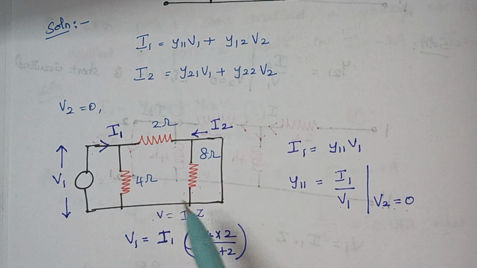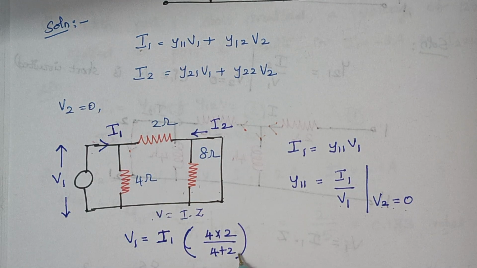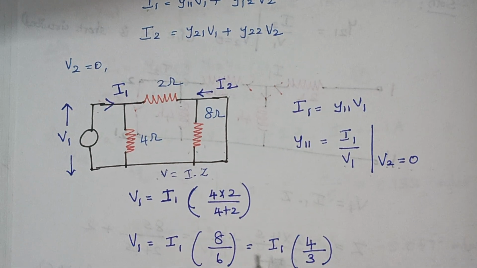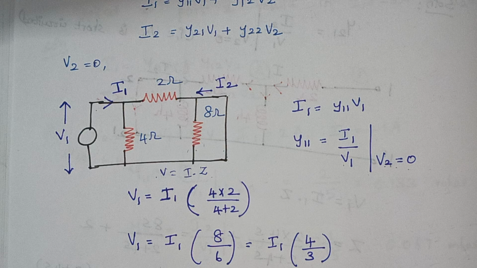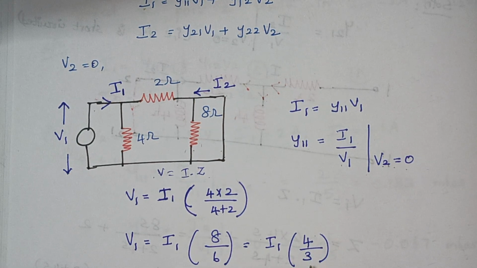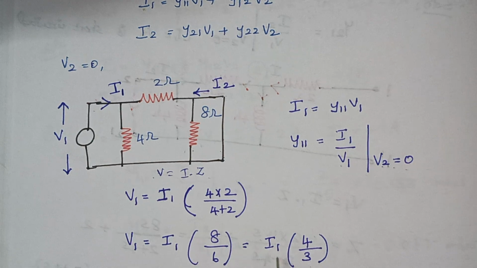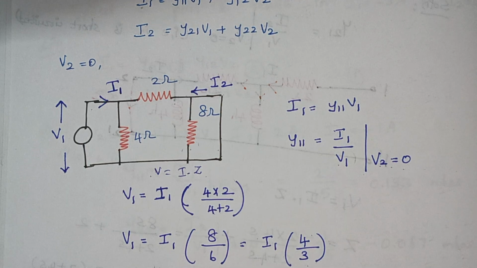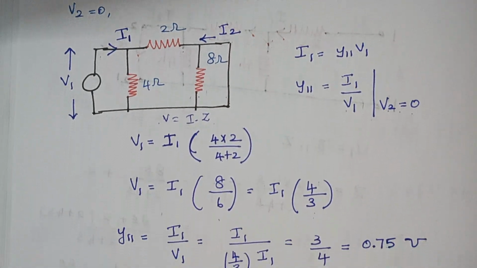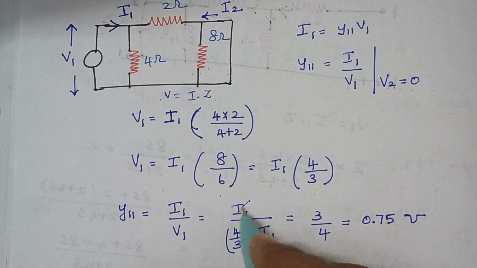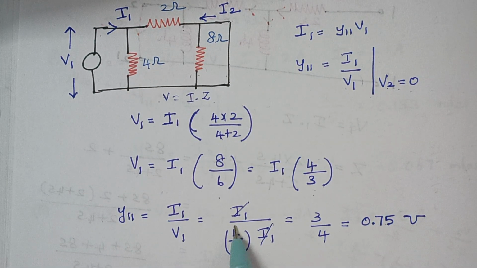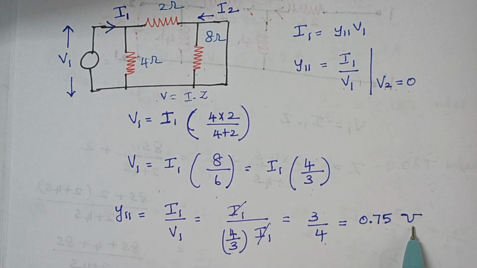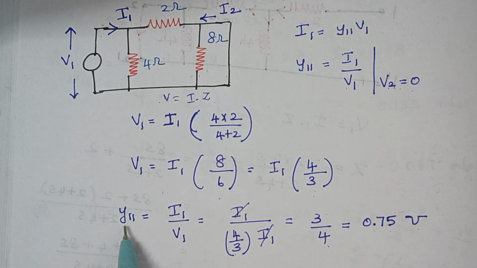So what is the equation? 4 into 2 divided by 4 plus 2. This gives the value of the impedance. 4 into 2 is 8 and 4 plus 2 is 6. When you cancel, we get 4 by 3. So V1 is given by I1 times 4 by 3. In the place of V1 we can substitute this equation. Once you substitute, you see this I1 gets cancelled. And when you move this 4 by 3, it becomes 3 by 4, which is 0.75 mho. So we have calculated Y11.